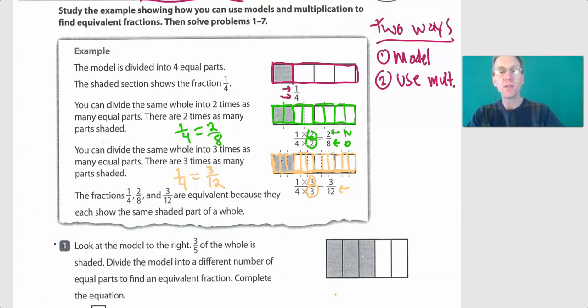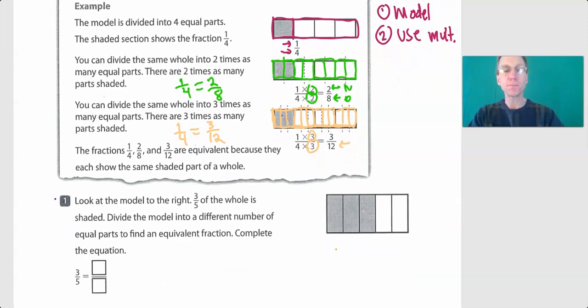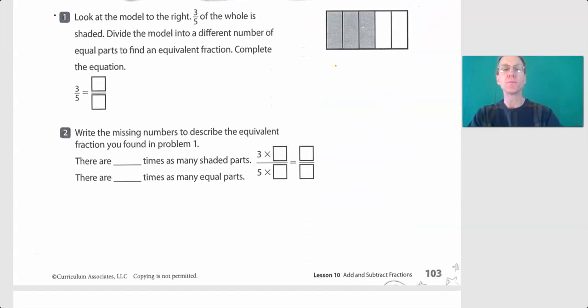Okay? So you might say, what's the big deal with that? Well, if you're in the pizza business, it's a big deal. And also, if you have to add fractions with different denominators, you're going to see that's a big deal. Okay, let's look at the next one. So 3/5 of the whole is shaded here. So we've got 3/5.